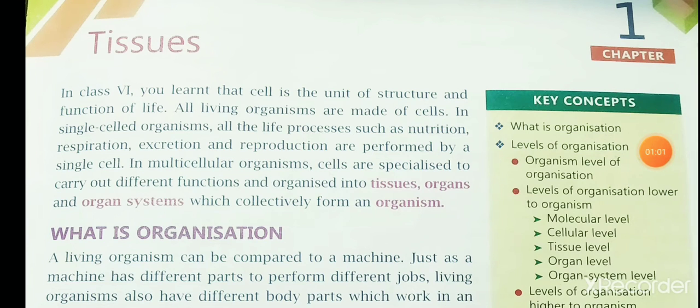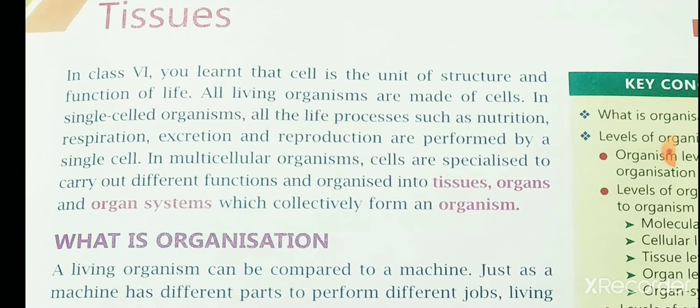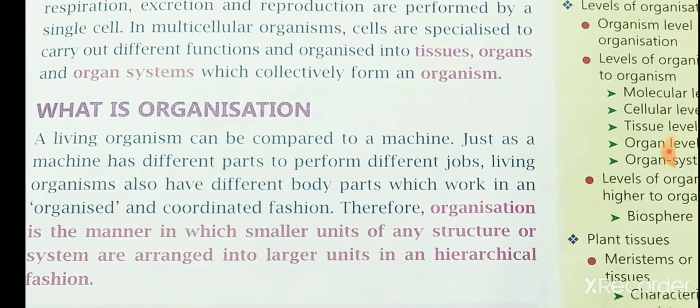In multicellular organisms, cells are specialized to carry out different functions and are organized into tissues, organs and organ systems, which collectively form organisms. It is saying that cells in a multicellular organism are specialized to carry out different functions. It is a group of tissues that makes an organ, and a group of organs that makes an organ system, and a group of organ systems that makes an organism. Let's talk about what an organism is.